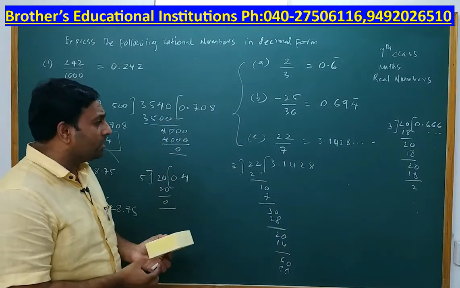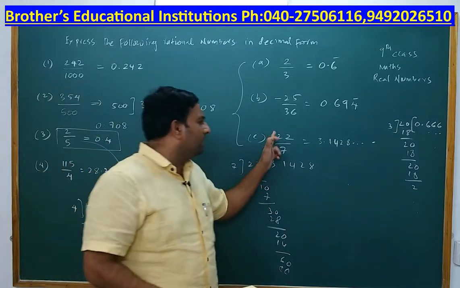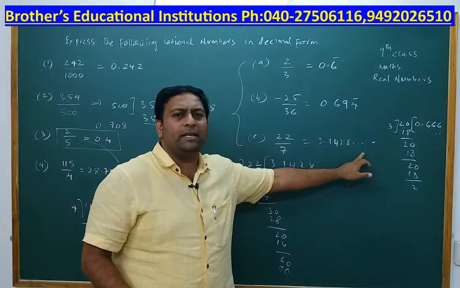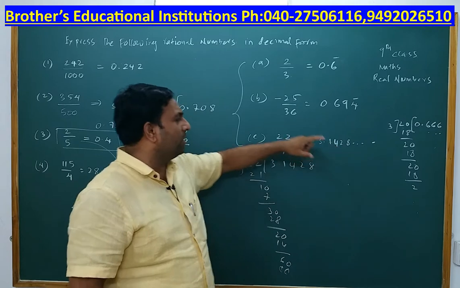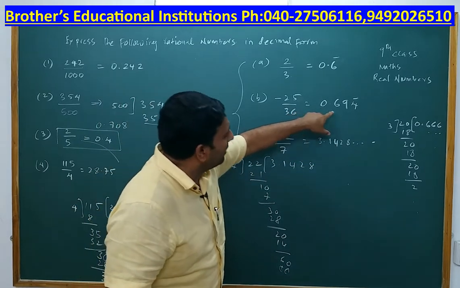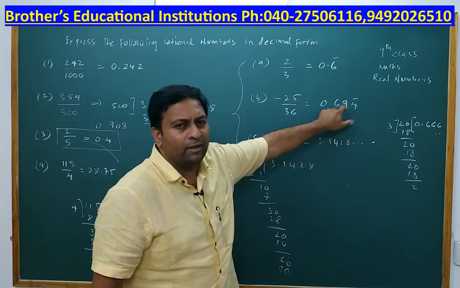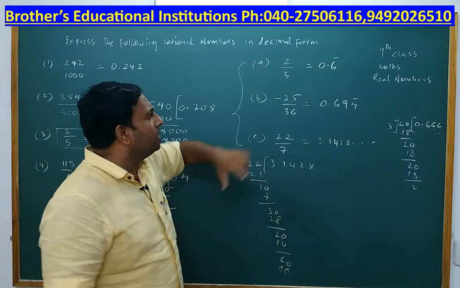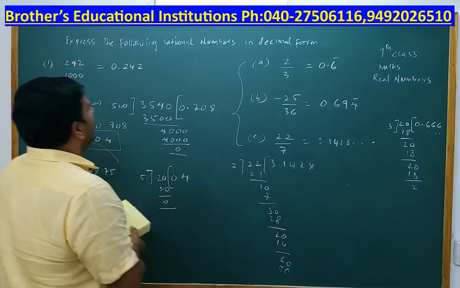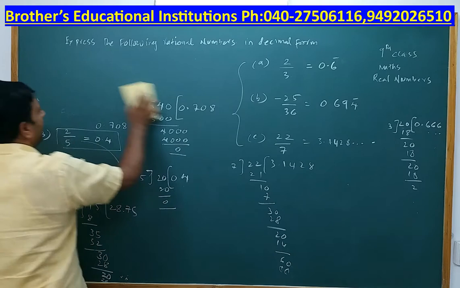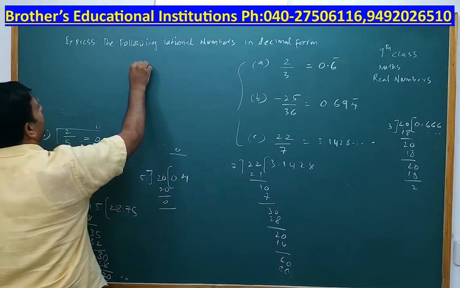Alright, these are the classic examples where the division will go non-terminating decimal. This is called non-terminating decimal. And this is what? Non-terminating repeating decimal. Alright, so these are the classic examples. So real numbers can be categorized like this. Rational numbers can be categorized like this.